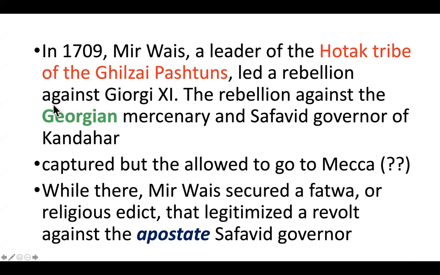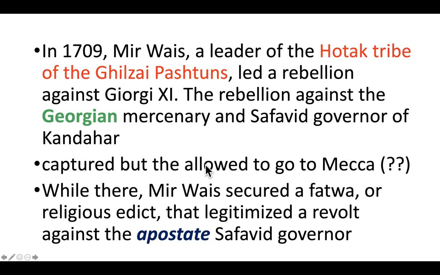The Safavids were, as I told you, a very mixed group, and they had a Georgian mercenary that was the governor of Kandahar. Mir Weiss led a rebellion against this Georgian mercenary governor in Kandahar. Now, the Safavids struck back and they captured Mir Weiss. So he was initially unsuccessful. But for some reason, the Safavids allowed Mir Weiss to go to Mecca. I don't know what the story is behind that, but he's a prisoner. Okay, you can make the pilgrimage to Mecca.